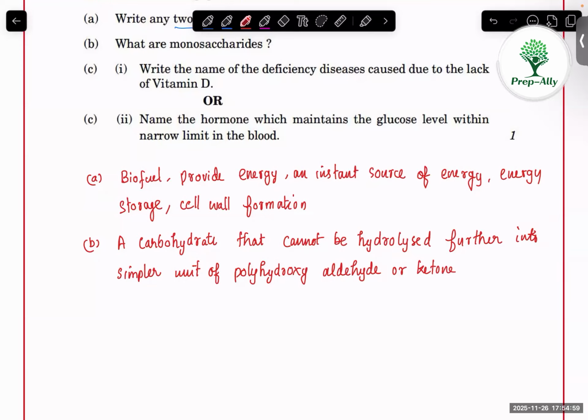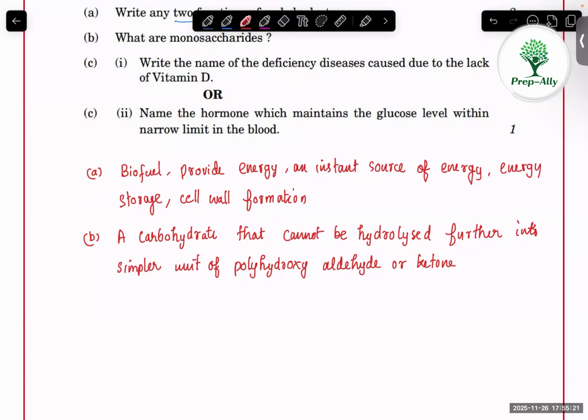For example, if you go to any disaccharides or polysaccharides, when they undergo hydrolysis, that means whenever they react with water, they can break down into smaller carbohydrates. That is about the disaccharides and the saccharides which are having more than one unit of monosaccharides. But monosaccharides, you cannot break them down into smaller units. That is the smallest unit of carbohydrate available. So for monosaccharide, you can write a carbohydrate that cannot be hydrolyzed further into simpler unit of polyhydroxyaldehyde or ketone.